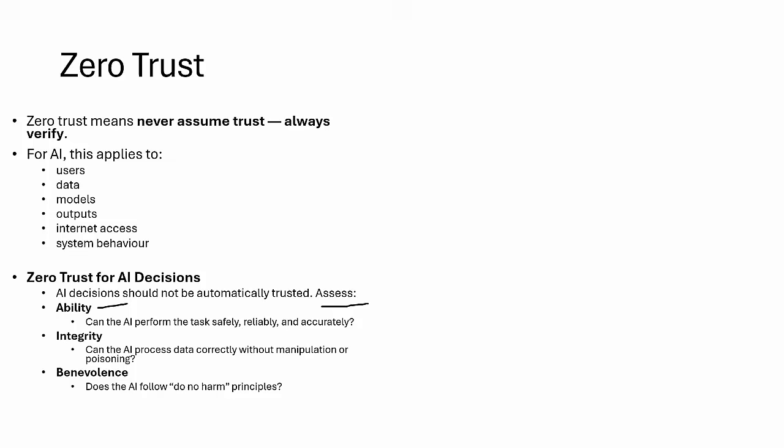Third is benevolence. It means, will the AI avoid harm? If an AI hiring system rejects a candidate unfairly, it may technically work, but it still causes harm. So that's something we have to look for.